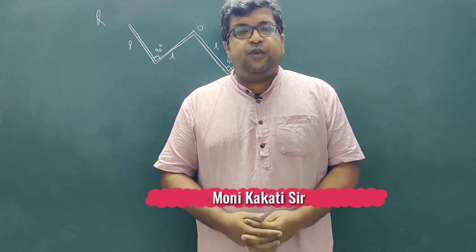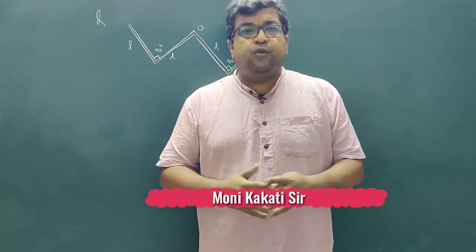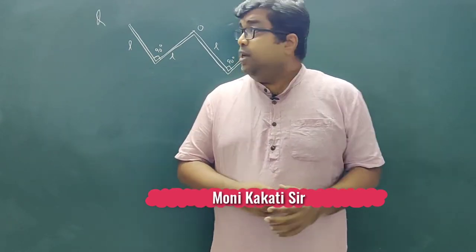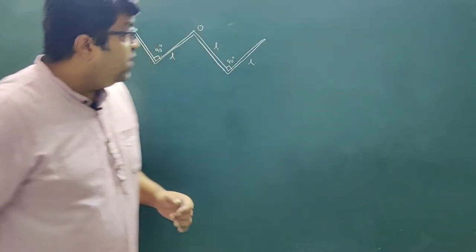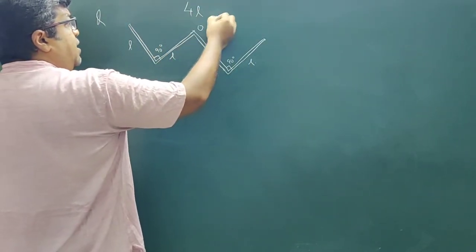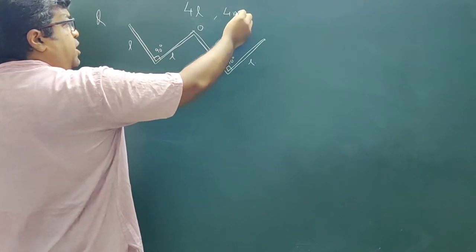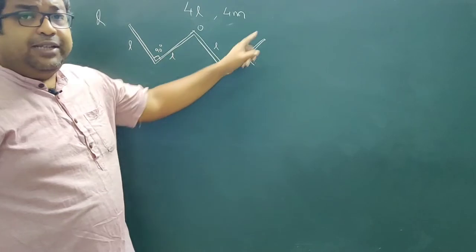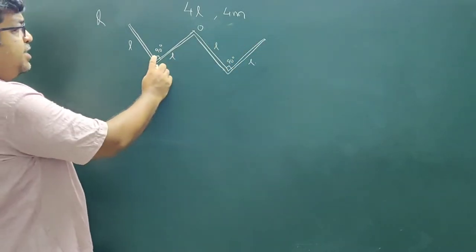So in this video, we are going to discuss a few good questions from the concept of moment of inertia. Now in this first question, we have a rod of length 4L and mass 4M. And this rod is bent like this, so that this angle is 90 degrees.